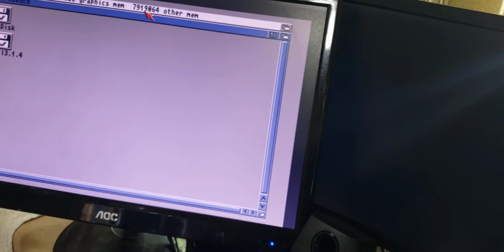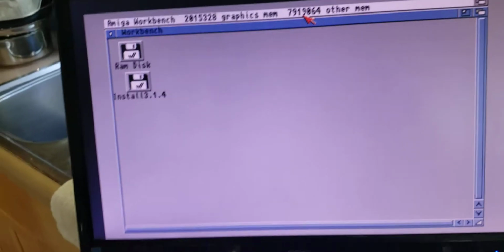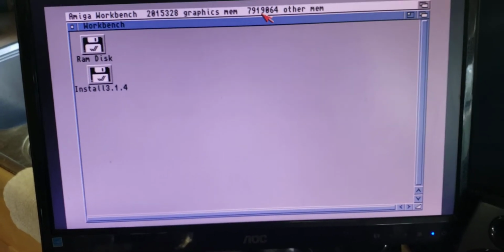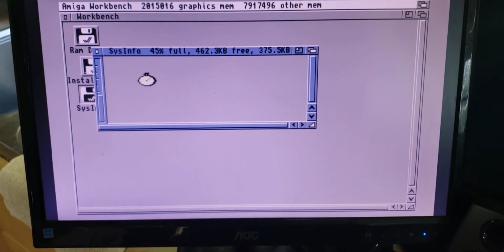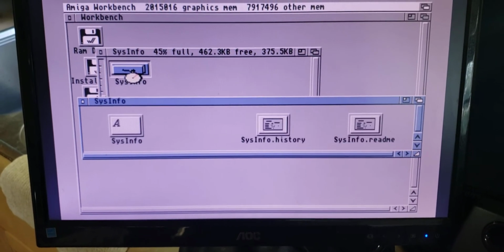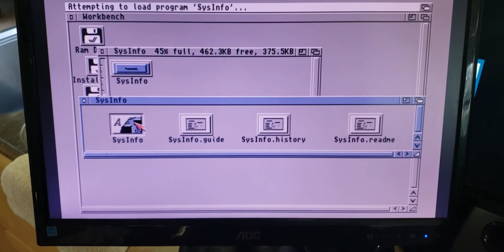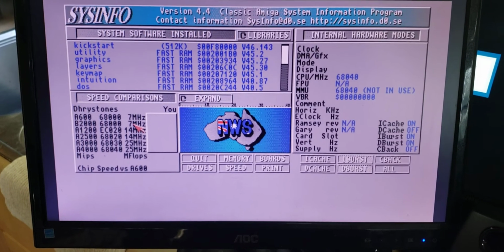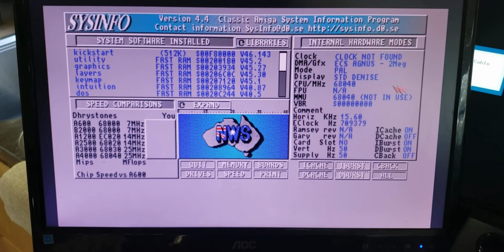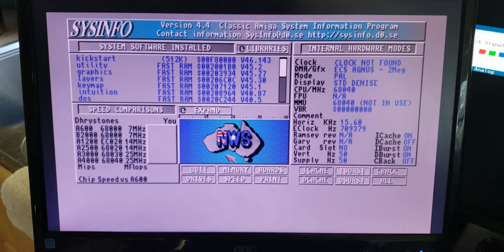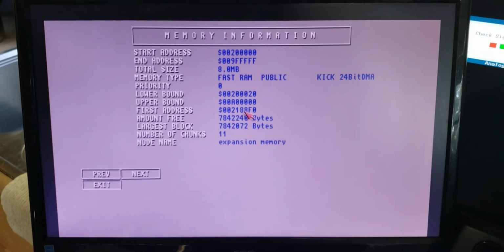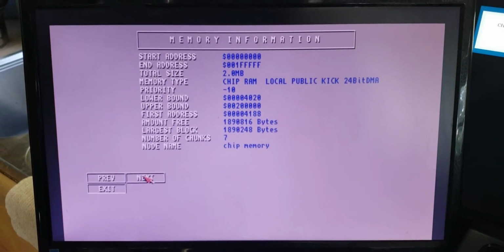So let me go ahead and flip over here and get SysInfo loaded. Again, running off of a GoTek, just to keep things simple. Alright, shows up as a 040. There's 2 megs chip, Agnes ECS. Let's do memory. There's our 8 megs of fast RAM, 2 megs of chip.